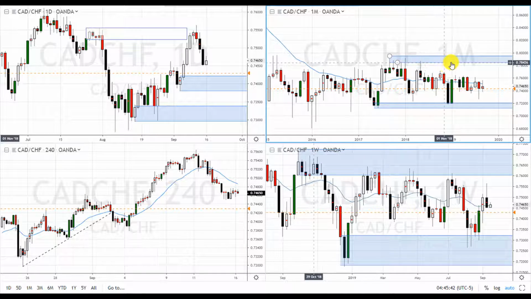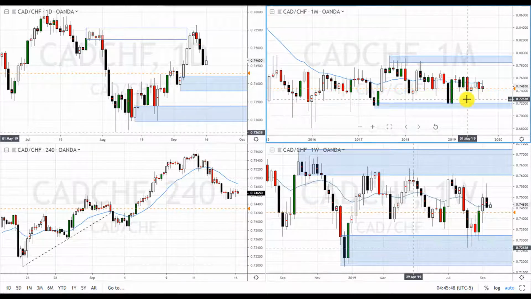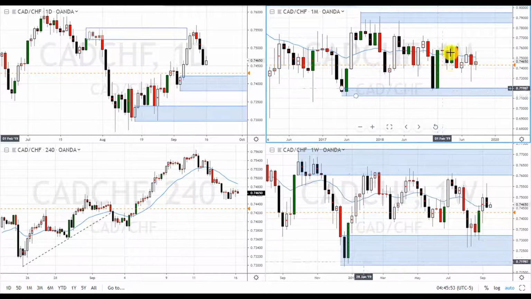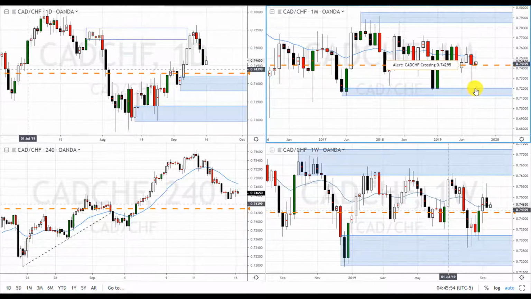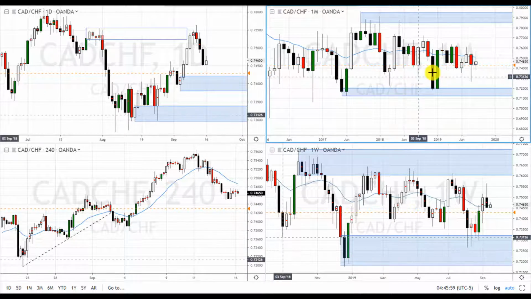So it's been tested up many times, but then it dropped, tested once in this zone, and now it's just ranging. So you want to short at the top and buy at the bottom, basically, when you're in a ranging market.